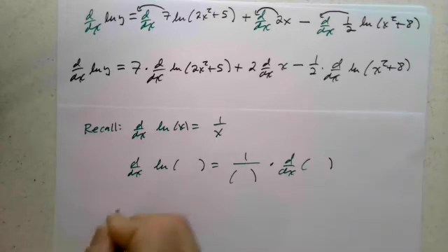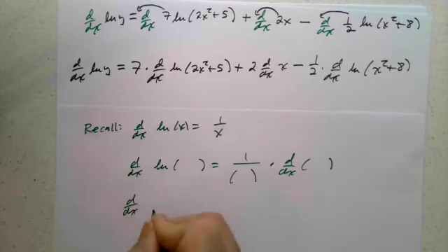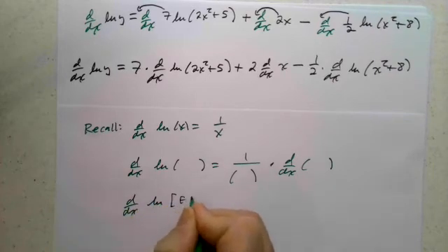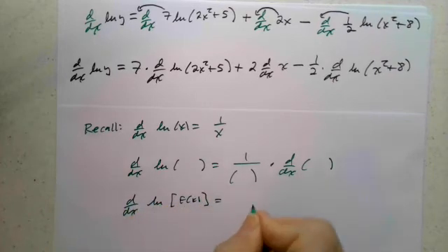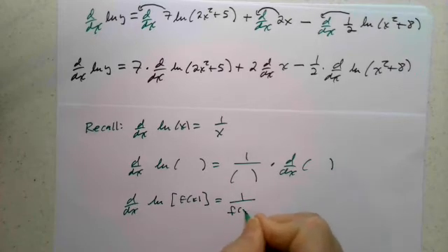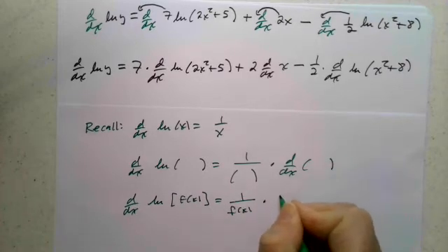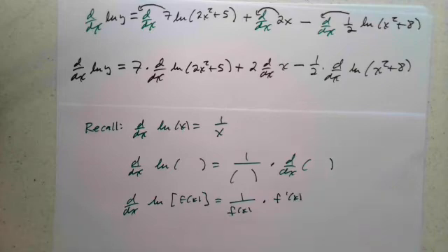So if we use that idea, the derivative of the log of f of x is 1 over f of x times the derivative of f of x, also known as f prime of x. So let's keep that in mind. Those are basic rules for dealing with logs.